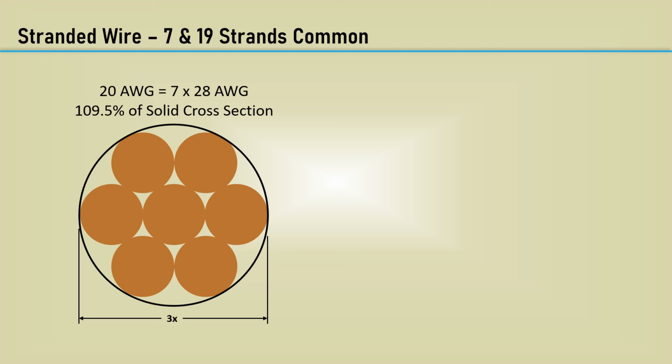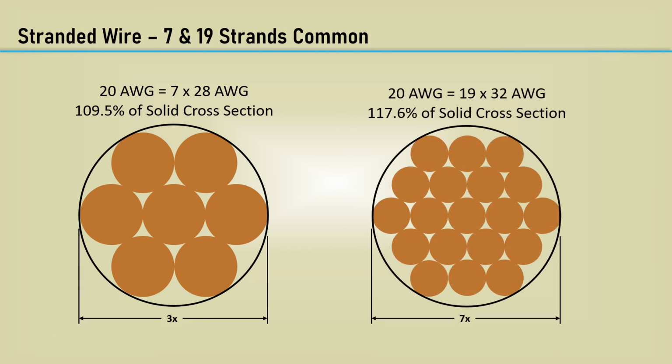In this case, the total cross-section of 7 strands of 28 gauge is 109.5% of the solid equivalent. Here's a 20 gauge stranded set with 19 strands of 32 gauge. The total cross-section of the 19 strands of 32 gauge is 117.6% of the solid equivalent. In these cases, the resistance of your wire will be slightly less than that of what we calculate here. That's hardly ever a bad thing.